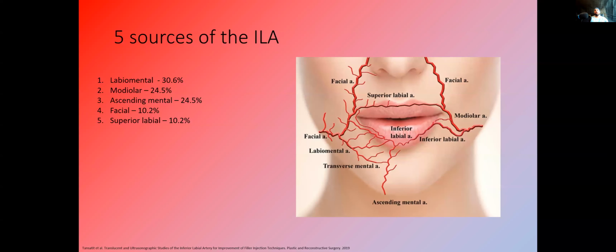And then you have your modiolar, which is at the level of the oral commissure. You have an ascending mental artery, your facial artery, as we already know, and then I've just told you in the previous slide, sometimes you get it from the superior labia artery. So your inferior labia artery can come from any one of these 5 places. So don't always think that you see in a textbook, very classically, here's your facial artery, superior labia and inferior labia, job done. Okay, so there is a lot of variation amongst patients.